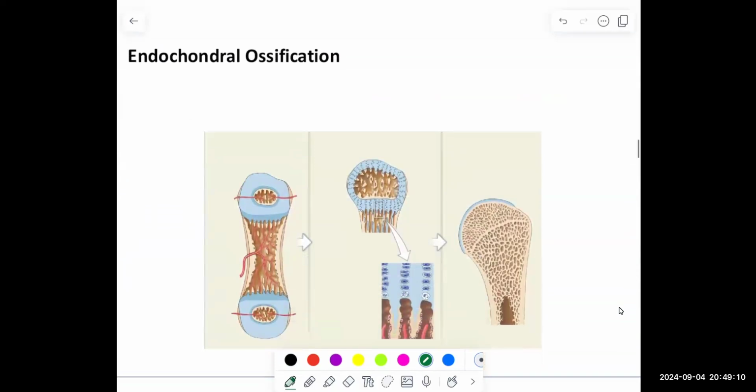Eventually, the blood vessels move in on both sides. As a result, the bone starts to form. The bone forms on the outer edges as well.